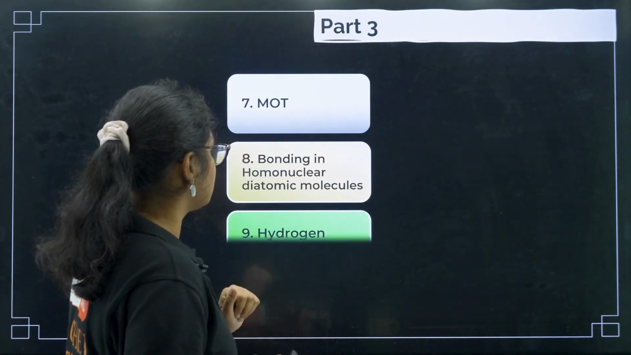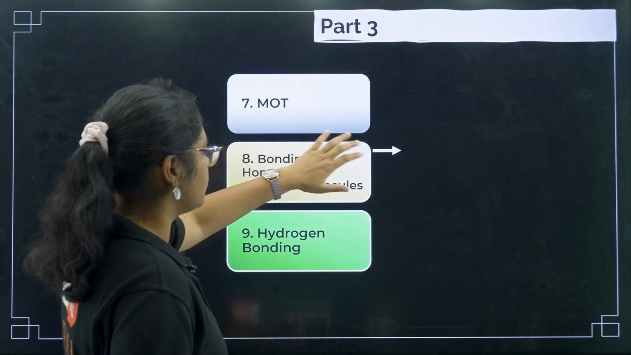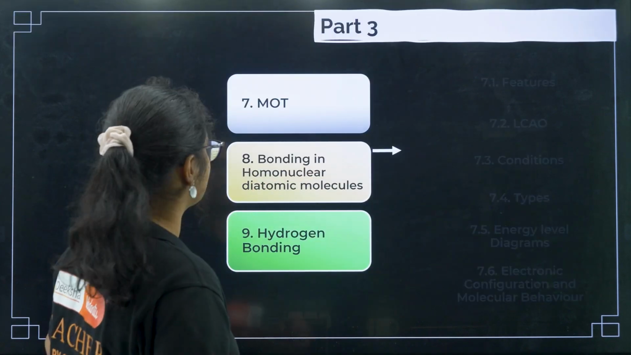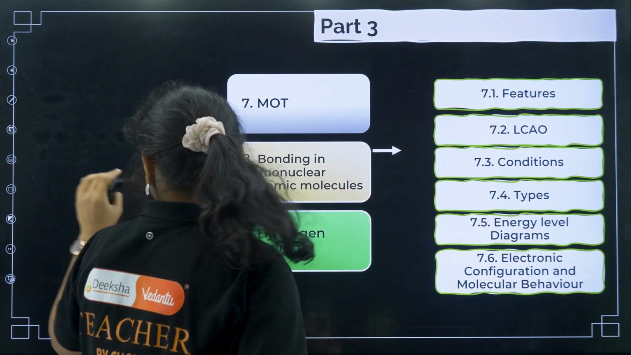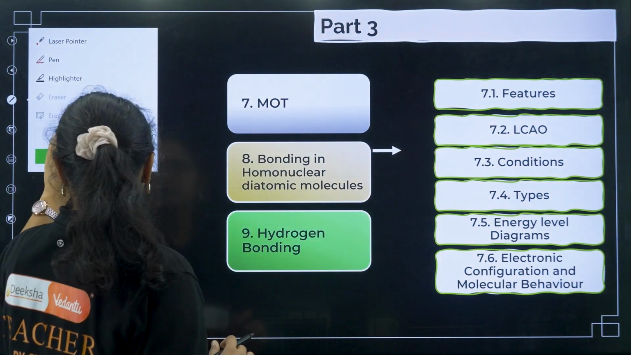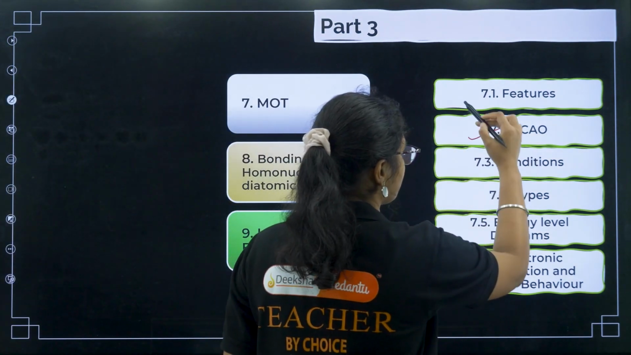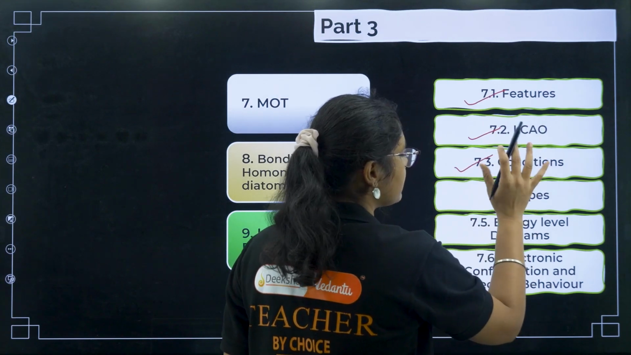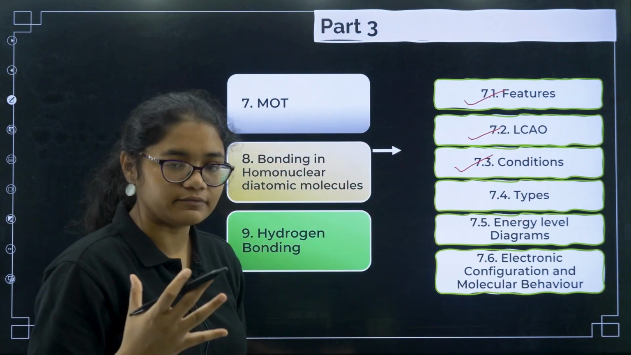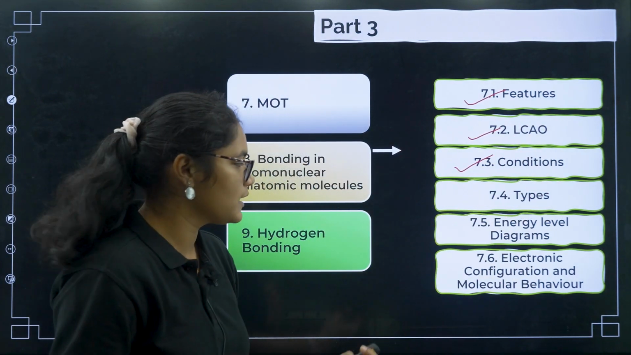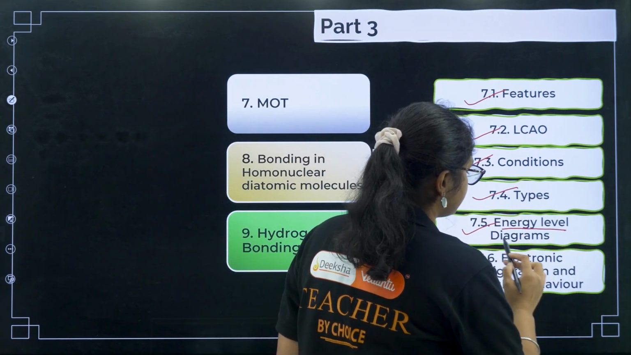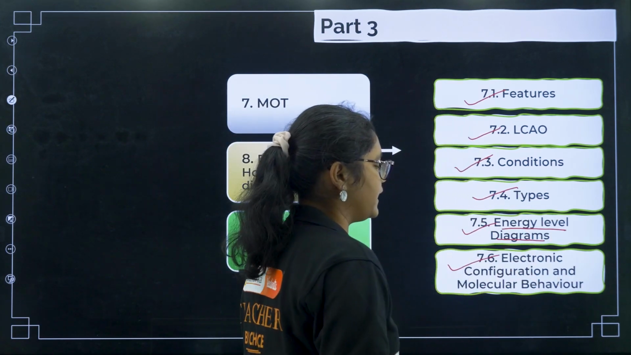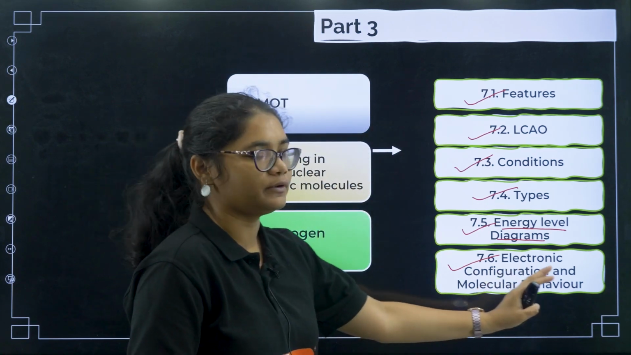Now coming to part 3, what are we going to study in MOT? These are all the topics of MOT. We are going to study the features, then the LCAO, linear combination of atomic orbitals, then the conditions in which atomic orbitals can combine, then the types, the energy level diagrams, and the electronic configuration and molecular behavior.